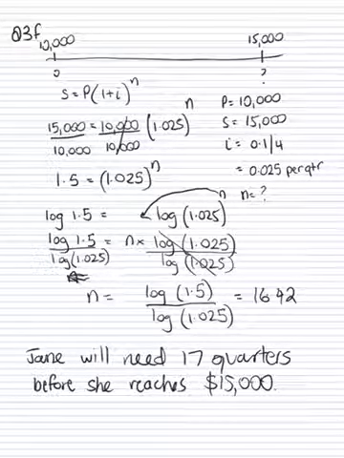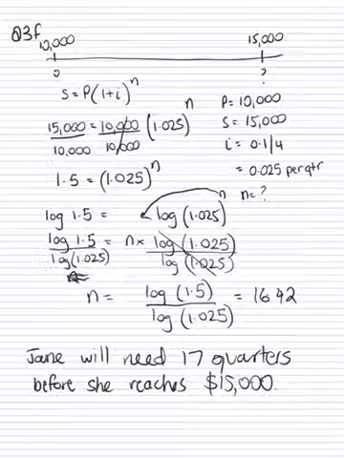Now let me explain to you why we round it up. Interest compounds quarterly. So interest is going to compound after 1 quarter, 2 quarters, 3 quarters, and so on. So after 16 quarters, we don't have enough money. We don't have the 15,000. So we're going to have to wait till the 17th quarter before our balance goes above 15,000. So that means she will need to wait 17 quarters before she has the money that she needs to buy the car.